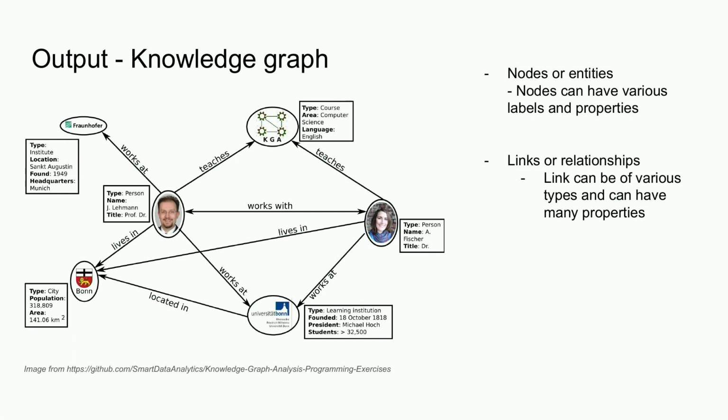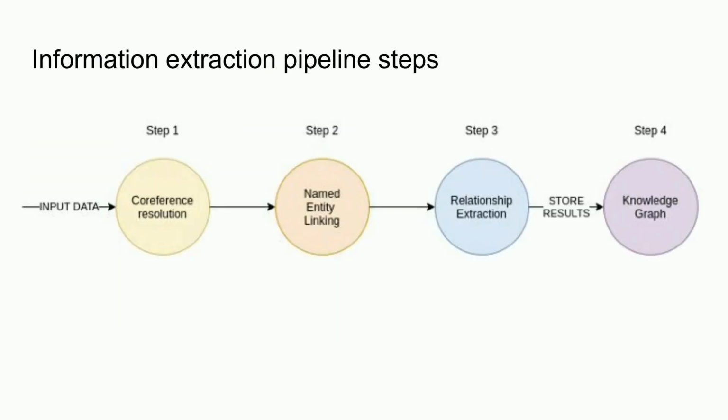So input is text, output is a knowledge graph, and how to get there? I implemented an information extraction pipeline a few months ago as a hobby project, and it consists of 4 steps. The first 3 steps are NLP techniques, and then we store the results of the NLP techniques in a graph database.